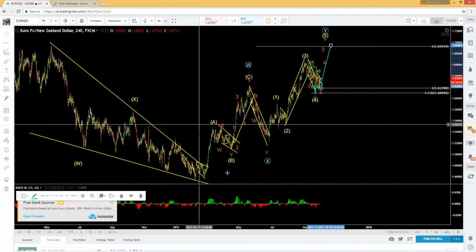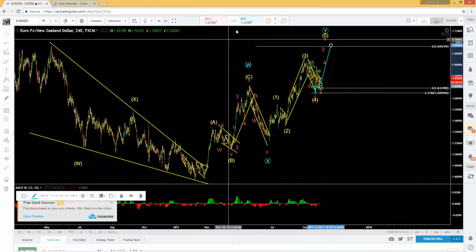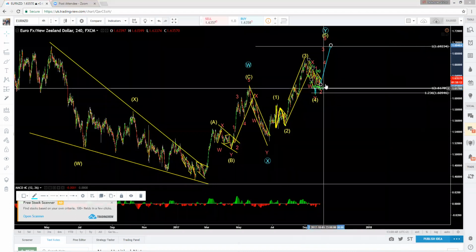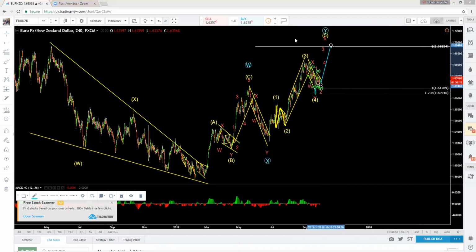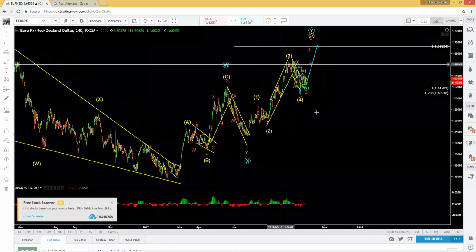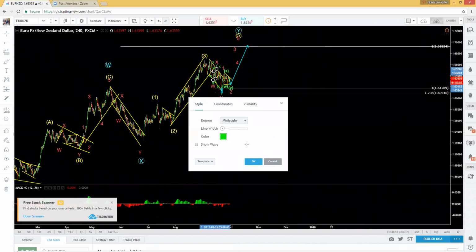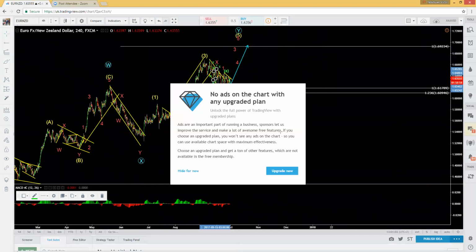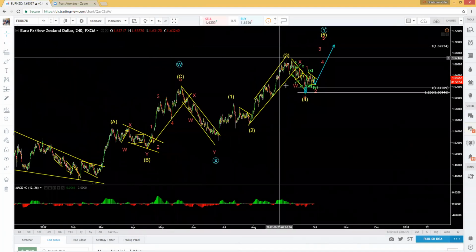So I've got this ABC in the same degree. I'm not going to go through the whole process again. I think by now you guys can follow how I do this. Look at this correction. This is a running flat there. We've got a 1, 2, 3, 4. We've got a wave 4 in the making, similar to what we have in Euro, US dollar. We are in the process of building wave 4. So let's check how it looks within the wave 4 at the moment. I'm going to go down lower so that we can look in here.